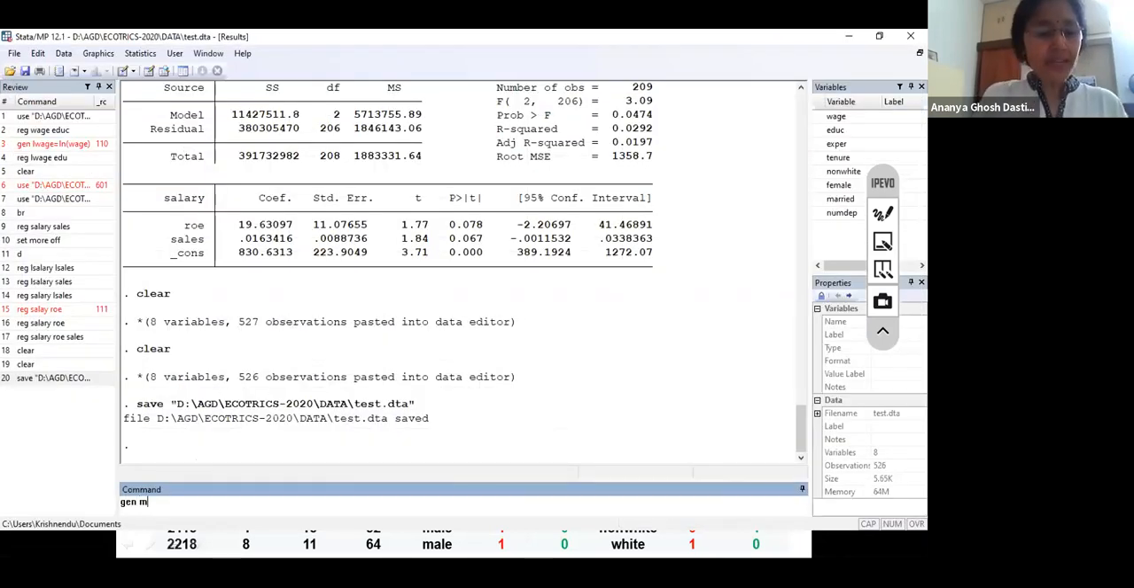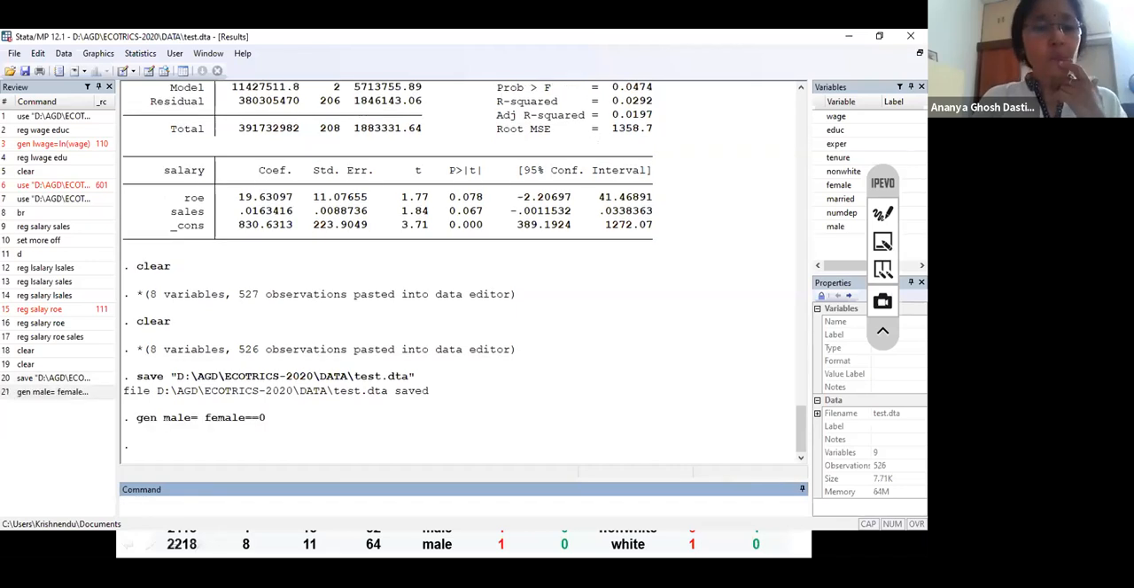Now let me generate a variable called male, which will take the value 1 if it's a male observation and 0 otherwise. So I'll just show you what I have done. I will just browse male and female. Okay, so do you see?